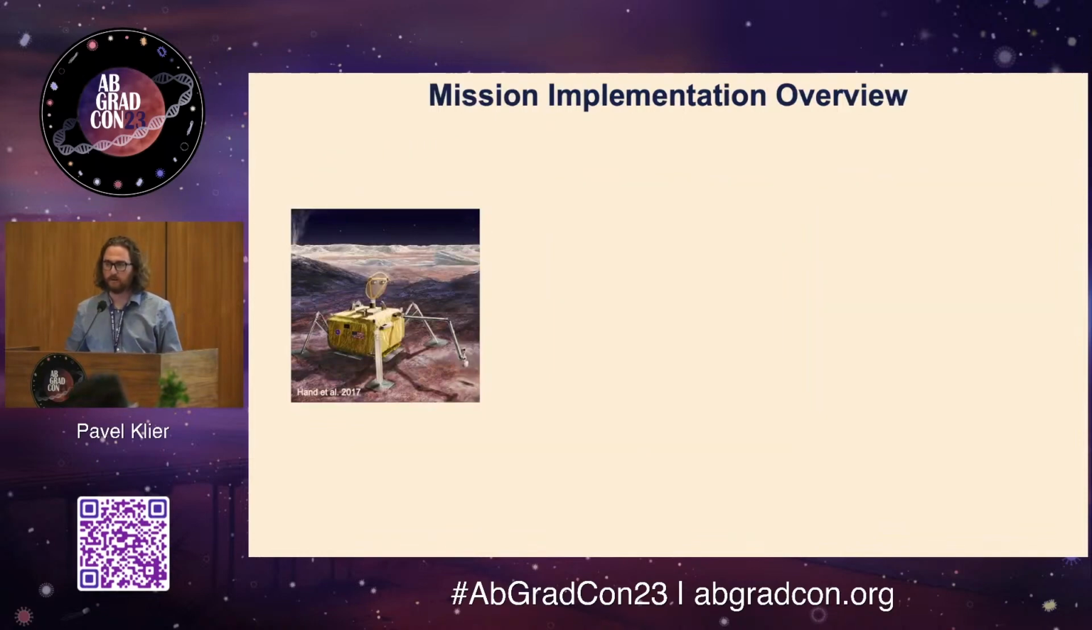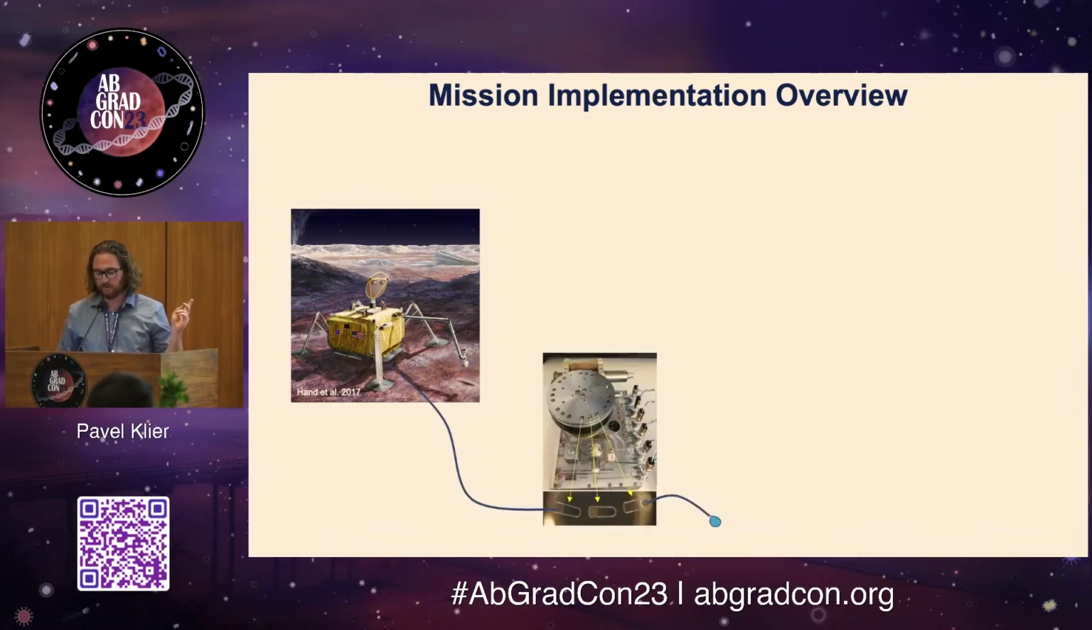So how would this work in a mission? I just talked about a lot of different parts, and now I'm going to bring it all back together into how this system could be implemented. I have the little Europa lander picture there.